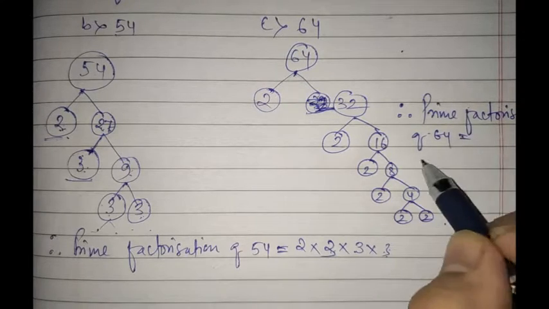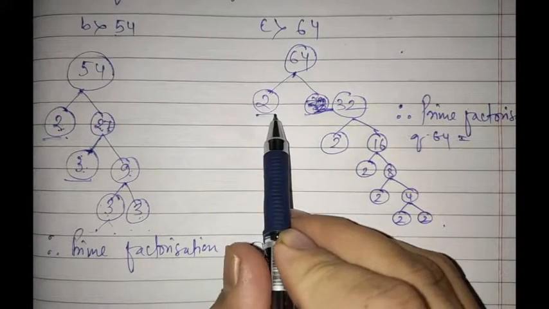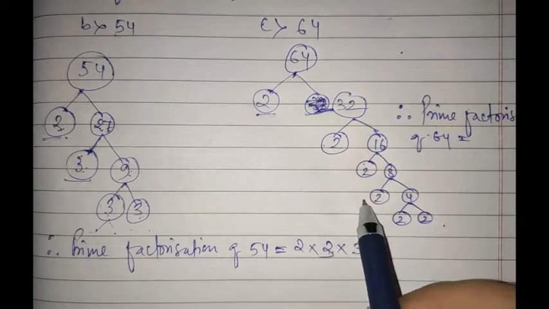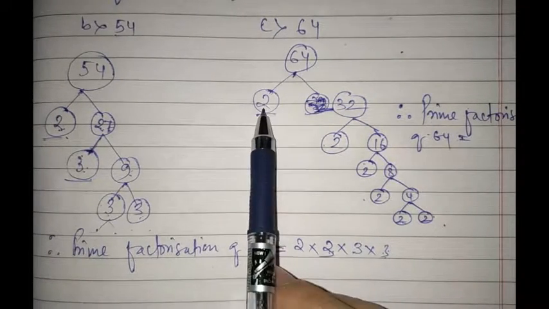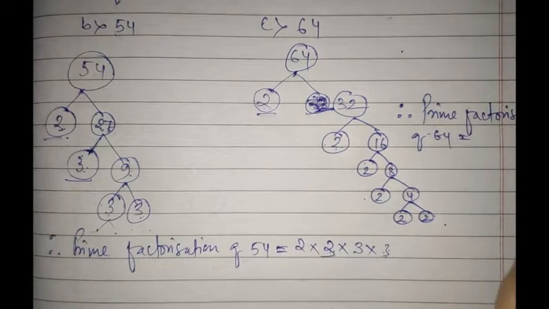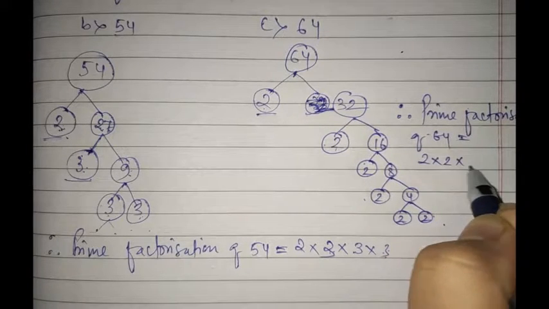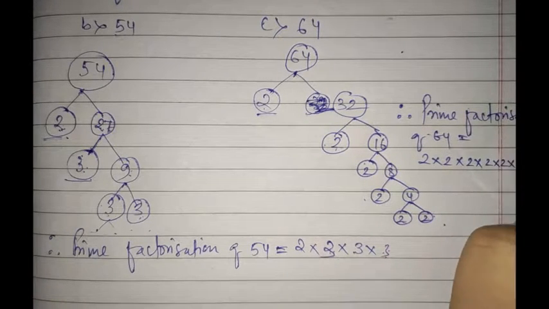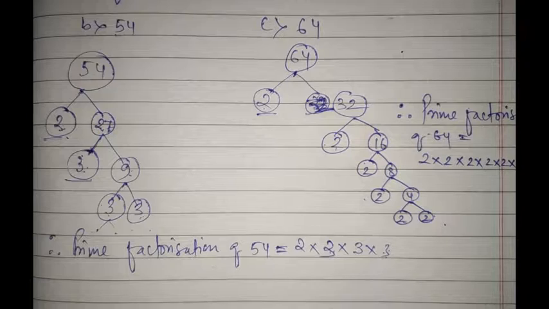is equal to, what are the numbers you got? Prime numbers, 2 into 2 into 2 into 2 into 2 into 2. So how many 2s are there? 1 2 3 4 5 6. Okay, I hope you have understood this.